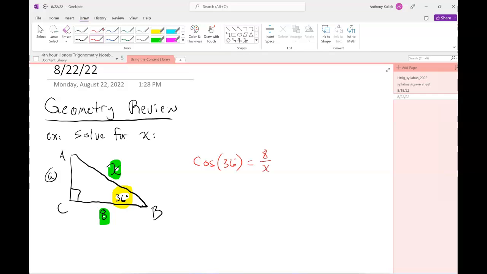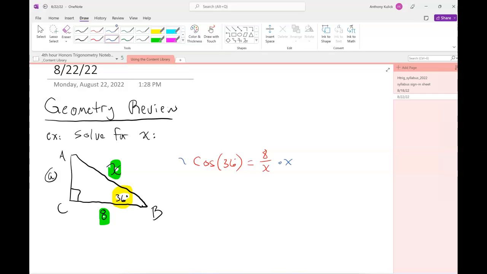Thank you. So at this point, the geometry is done. This is now an algebra problem. So we're solving for x. Want to get the x by itself. First thing we do is multiply both sides by x. Very good.